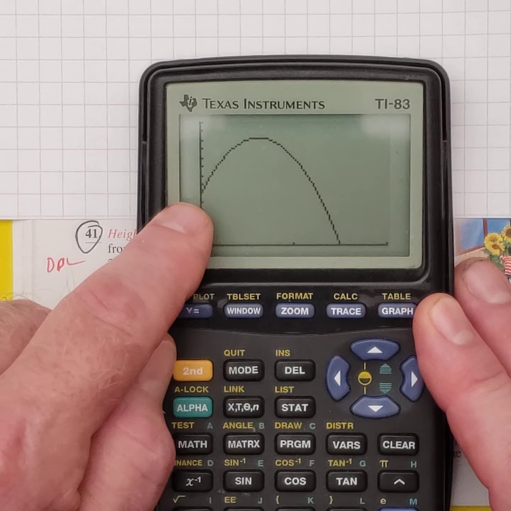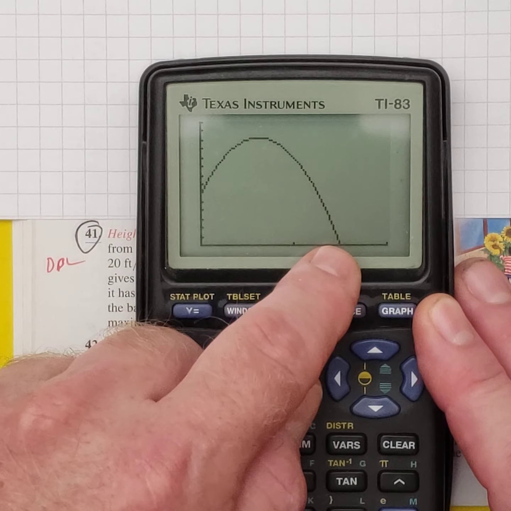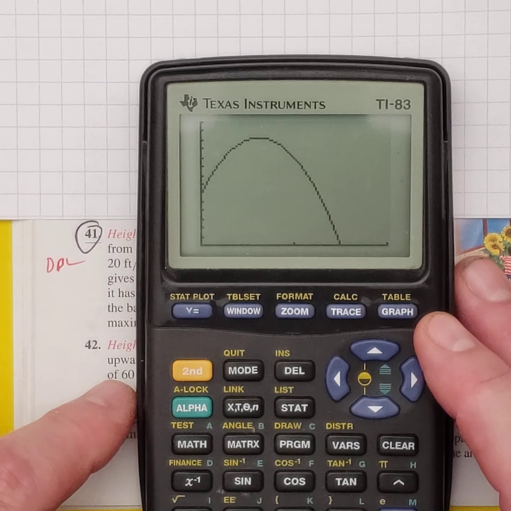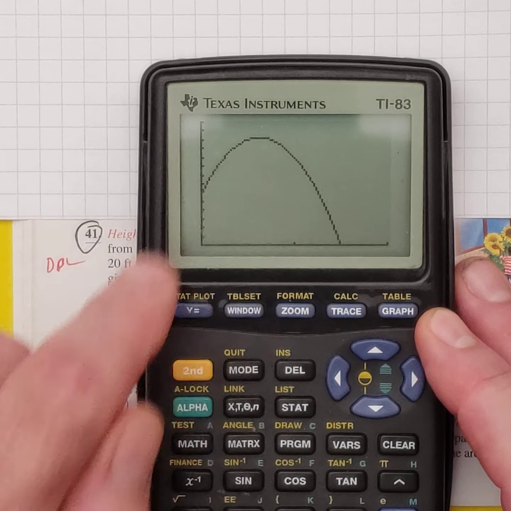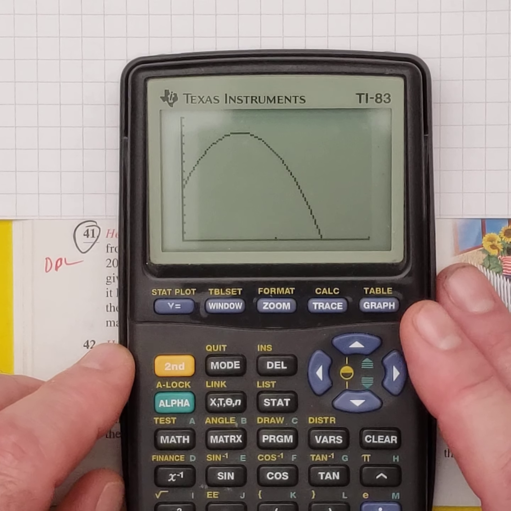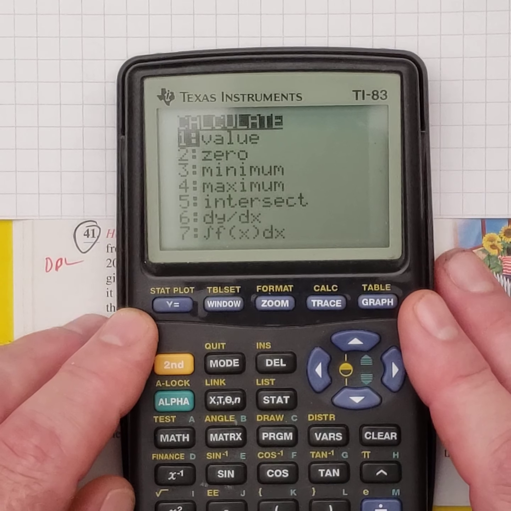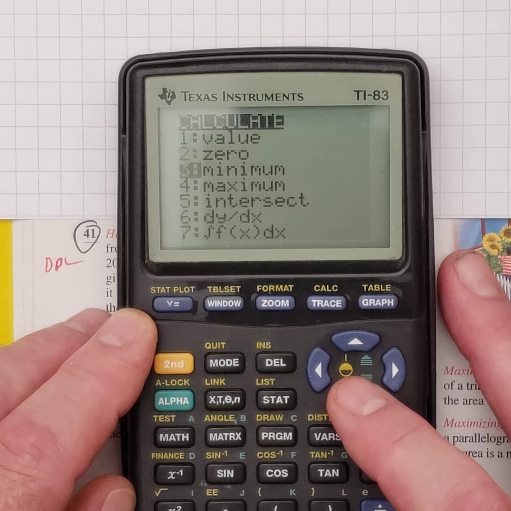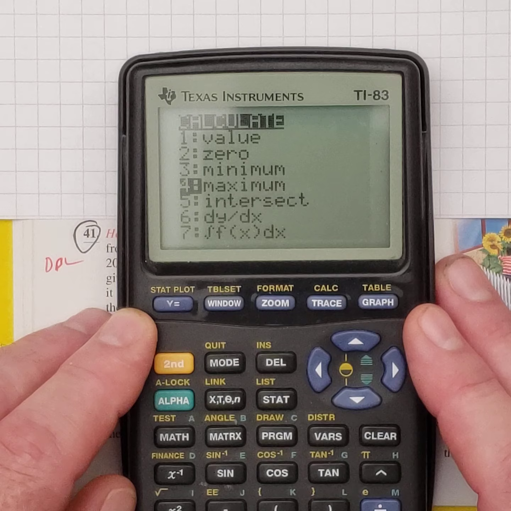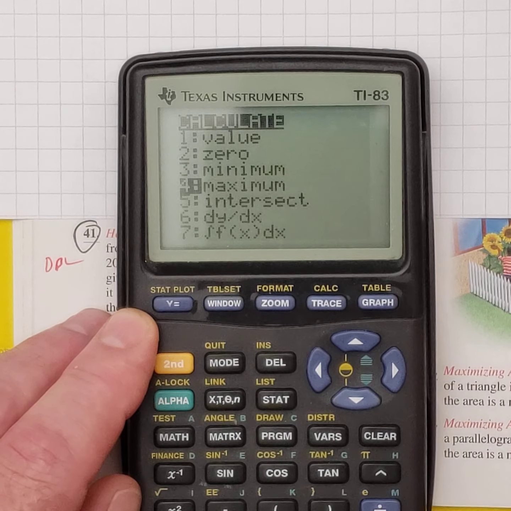So it starts at 6, goes up to somewhere, and then drops back down to the ground. And that's the entire flight of this ball. Now, we want to know when it hits its highest point. There's a few keystrokes here. You're going to want to write these down. Second trace. We're looking for a maximum. We're looking for a highest point. So you can either hit 4 on the keyboard or you can arrow down and hit enter.